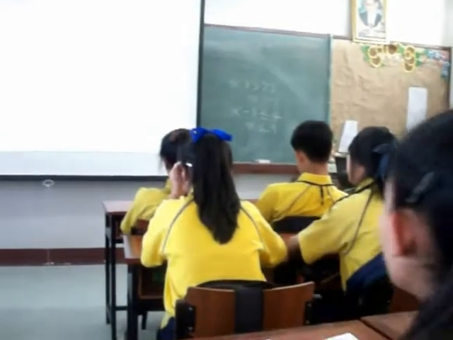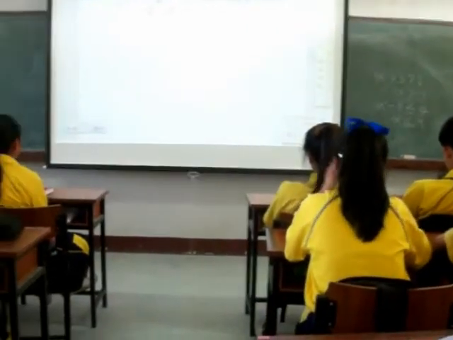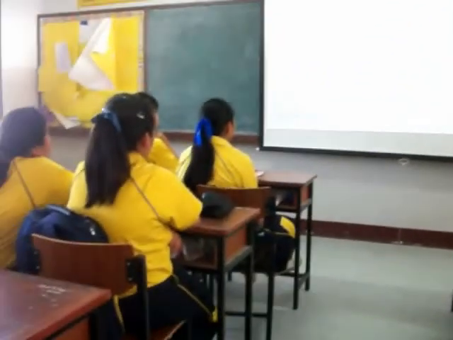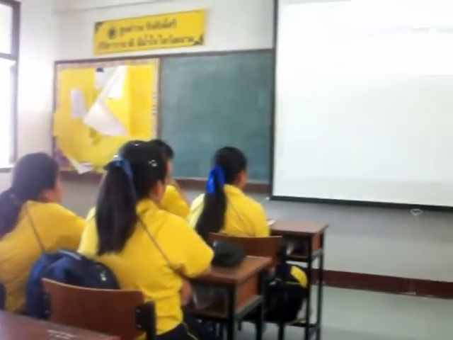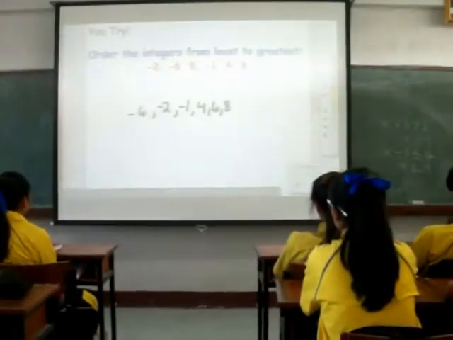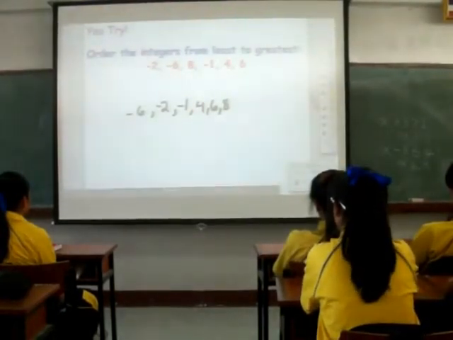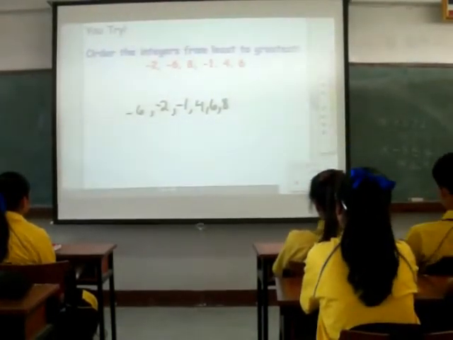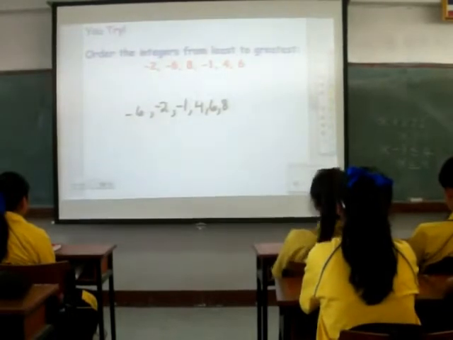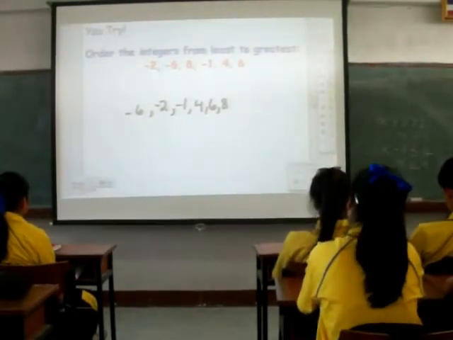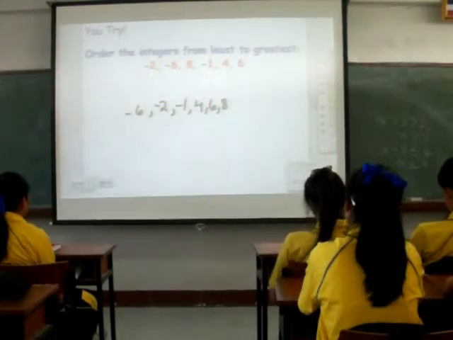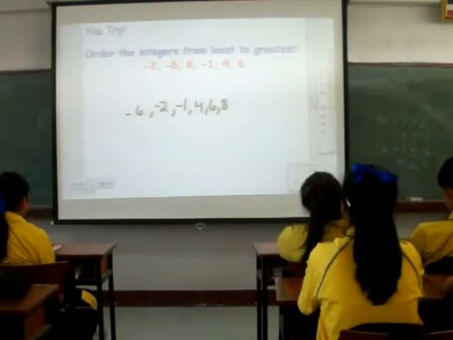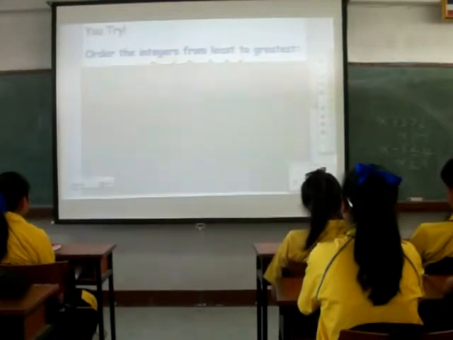You try an example. Pause your video and order these numbers from least to greatest. Got your answer? Did you get negative 6, negative 2, negative 1, 4, 6, and 8? If so, great job. Go on to the next problem. If not, review the previous problem and try using the number line.